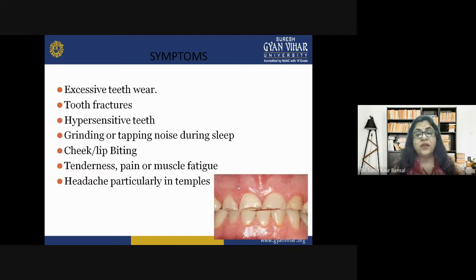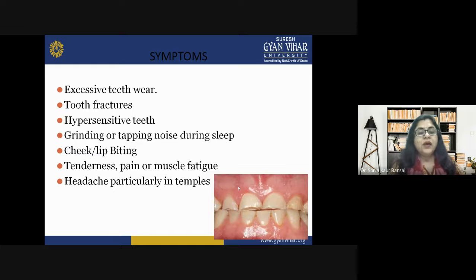Excessive teeth wear, tooth fractures, improper teeth, and hypersensitive teeth may be there. Grinding or tapping noise during sleep and lip biting may also be there. Tenderness, pain, or muscle fatigue is also there. Headache, particularly in the temples, and they are not finding it comfortable whenever they are at a religious place.